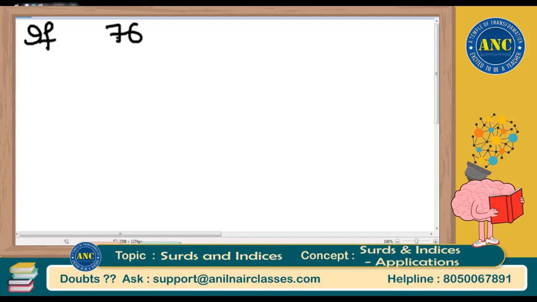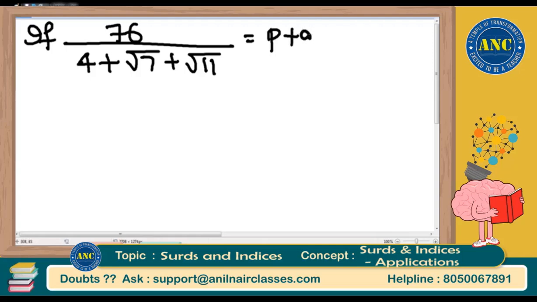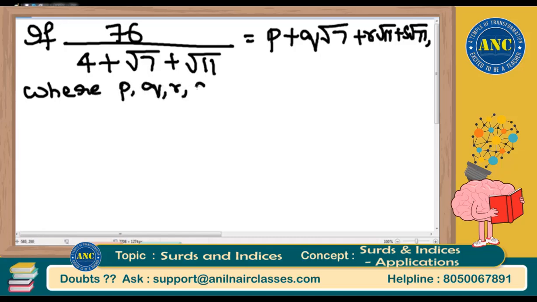Next, if 76 divided by 4 plus root 7 plus root 11 is equal to p plus q root 7 plus r root 11 plus s root 77, this is the condition which needs to be satisfied, where it is also given that p, q, r and s are all rational numbers. Then you need to find the value of p plus q plus r plus s. This value we need to find.